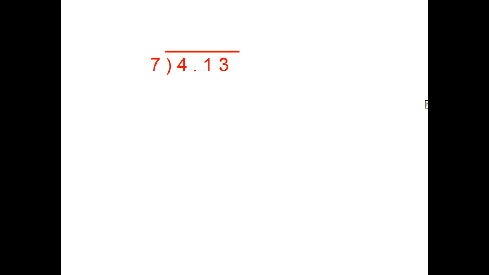4.13 divided by 7. No 7's in 4. Bring down my 1. How many 7's in 41? 7 times 7 is 49. Too much. 7 times 6, 42. Still too much, so I'm going to 7 times 5, 35.